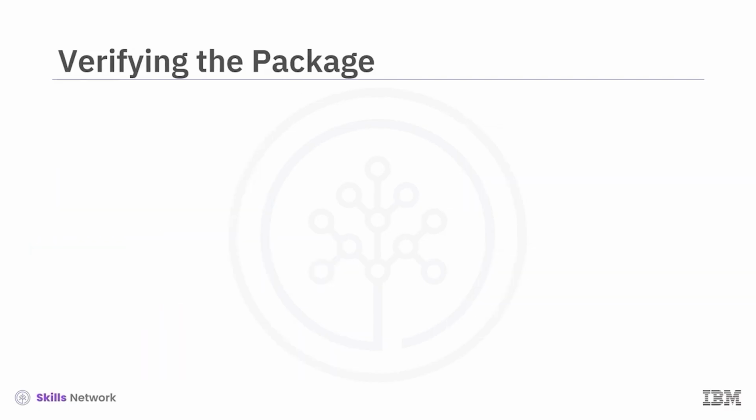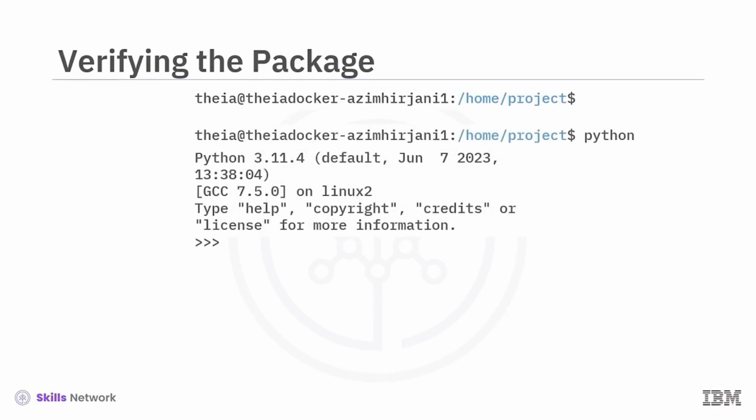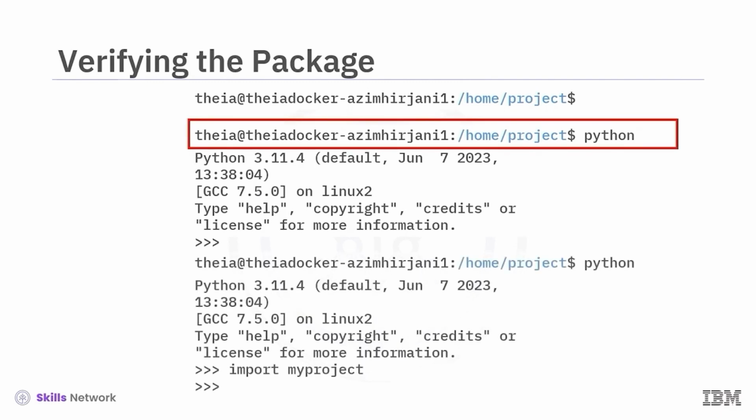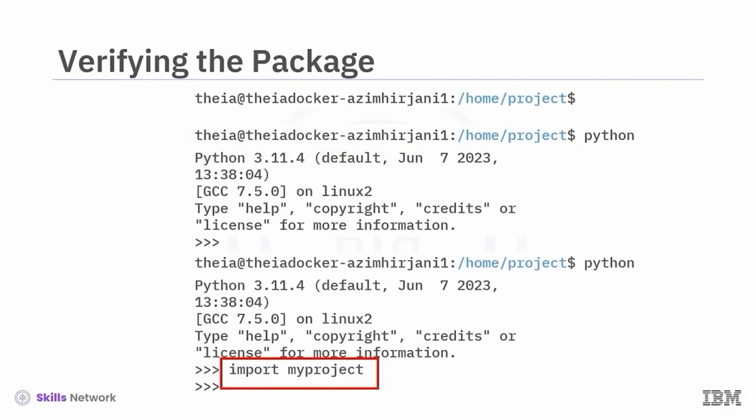After creating the package, you need to verify the package. To verify the package, first, open a bash terminal. Make sure the directory is the same as the folder where your package is located. Open the Python interpreter by running the command python in the shell. Using the Python prompt, type import followed by the project name, for example, import myProject. If the command runs without errors, it is an indication that the package is successfully loaded.